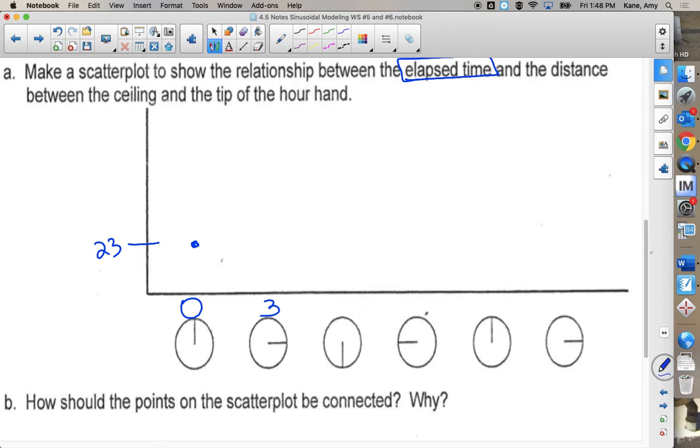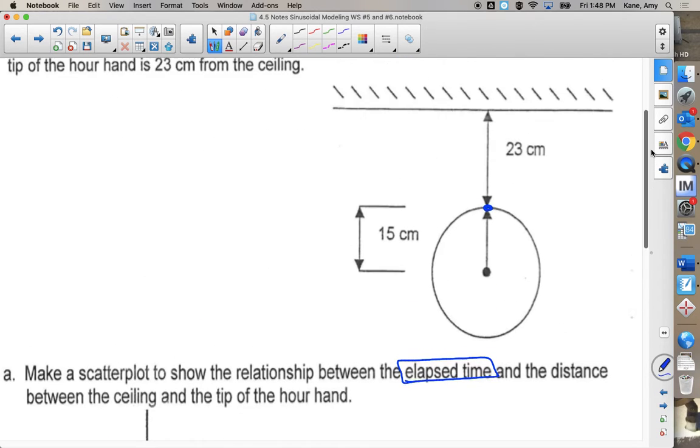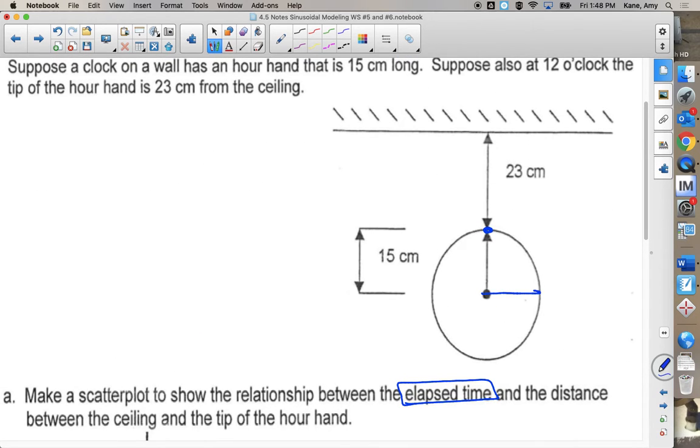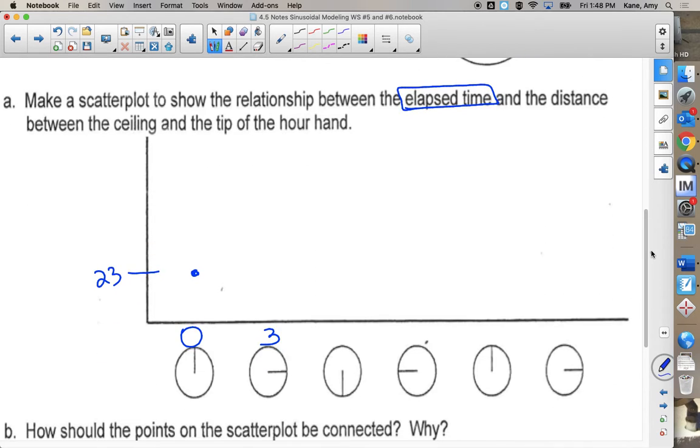Now, if my little hand, my hour hand, is pointing to the 3, that's 3 hours later. So at 3 hours, now it's right here, we're figuring out this entire distance. What would that distance be? So 15 and 23 is 38. So now I have a point at 38.